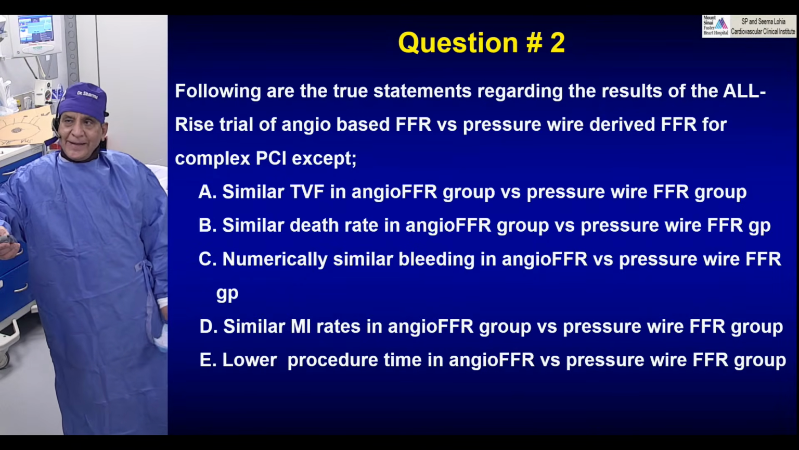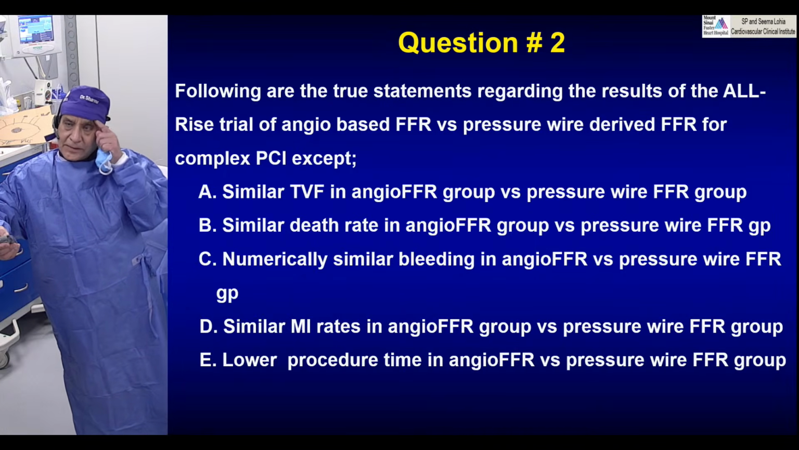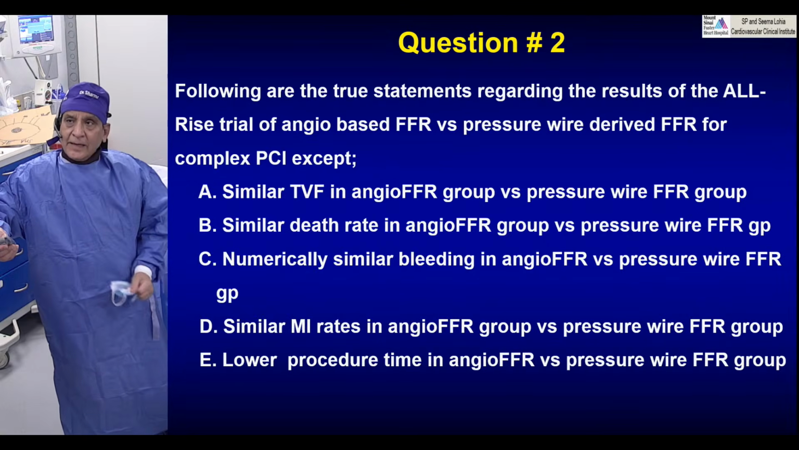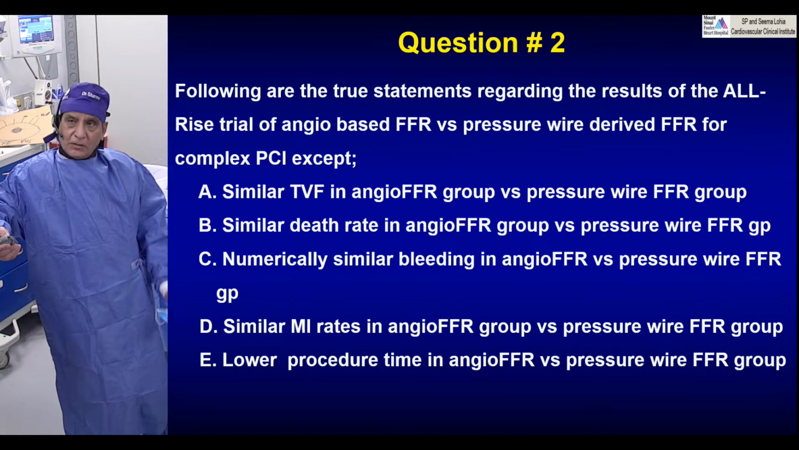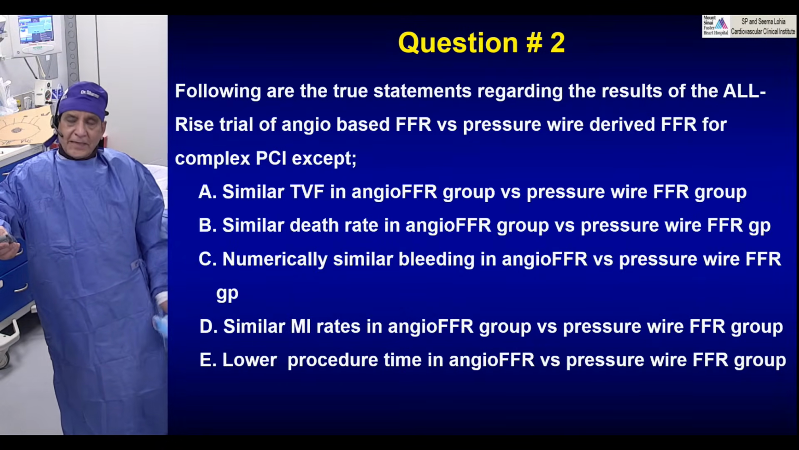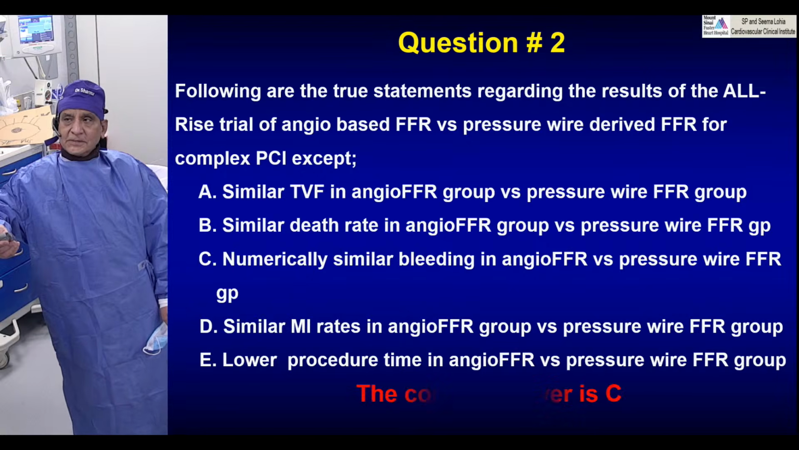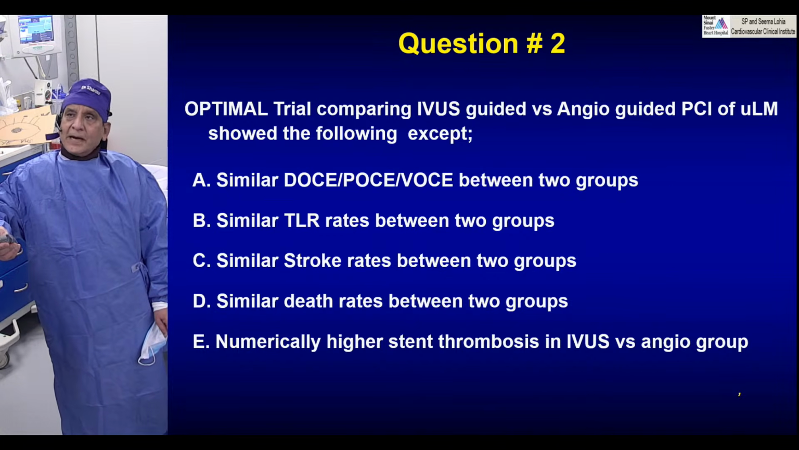Second, using the ALL-RISE trial of the angio-based FFR versus pressure wire FFR, similar TVF, similar death rate, numerically similar bleeding, similar MI rate, and lower procedure time. Clearly, the not numerically similar bleeding was much higher, 0.2 versus 0.9% of the major bleeding in favor of the angio FFR, and I do not understand the mechanism for it. Although the procedure time was lower in the angio FFR, maybe that is something to do with it. But overall, there was numerically 1/3 lower major bleeding in the angio FFR versus pressure wire FFR. Lastly, the OPTIMAL trial comparing IVUS guided versus angio guided PCI of the left main.